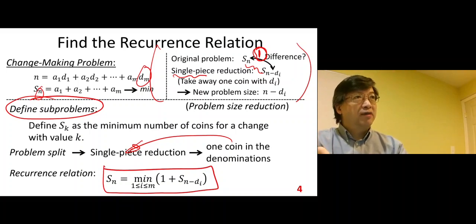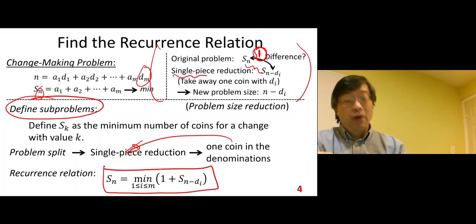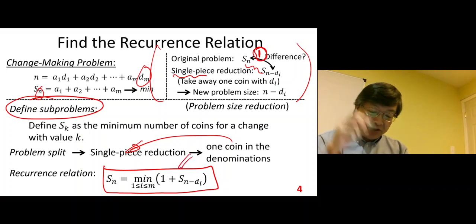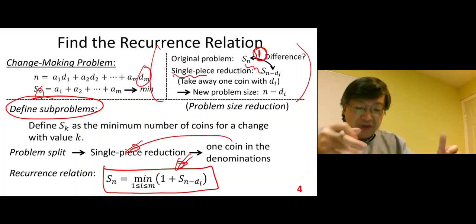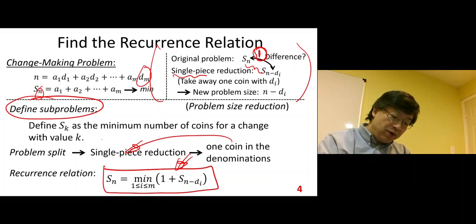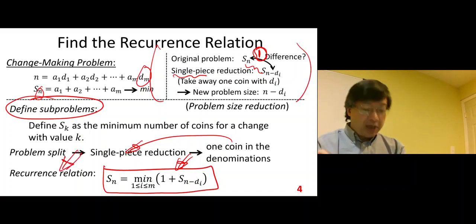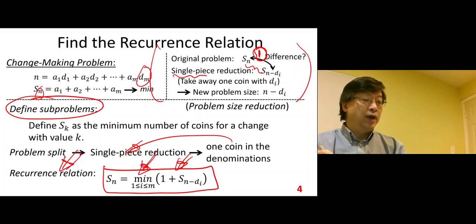With that formula, can you solve the problem? We have the recurrence relation. Now you need to write a program to solve it. I think now it is much easier, right? Given the recurrence relation, writing a program should be much easier than finding this recurrence formula. So that's why this is the key step. The recurrence relation is the key step. The second step is to write a program to find a solution.